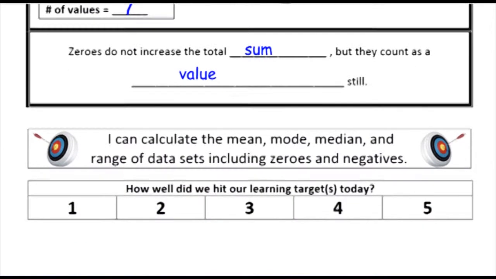We just looked at special cases of calculating the mean, the mode, the median, and the range. That includes zeros and negatives.